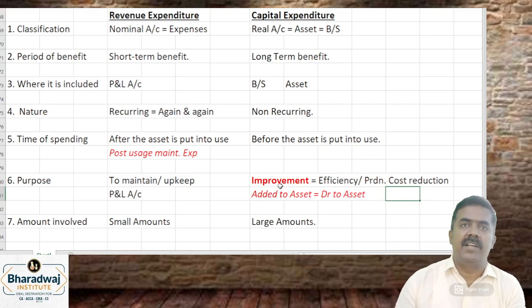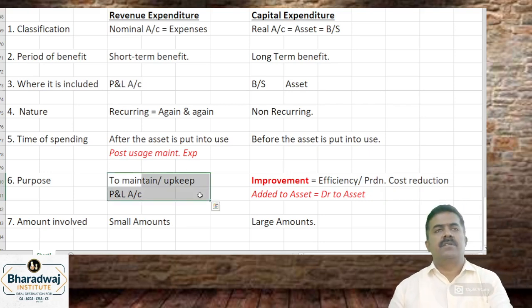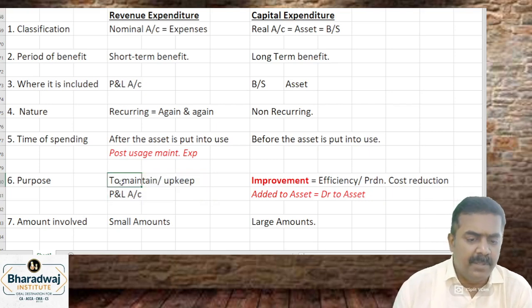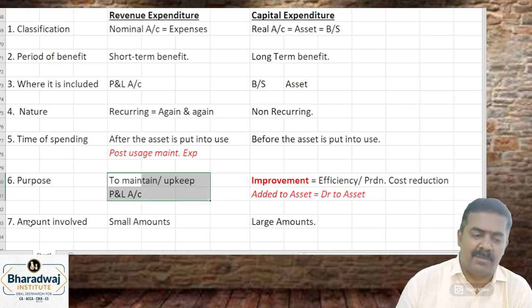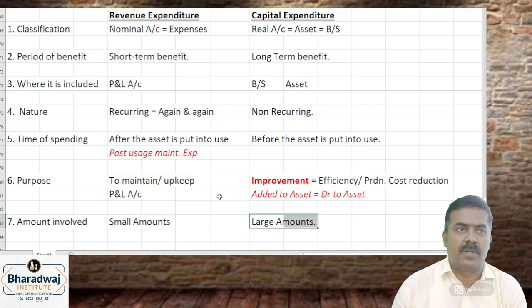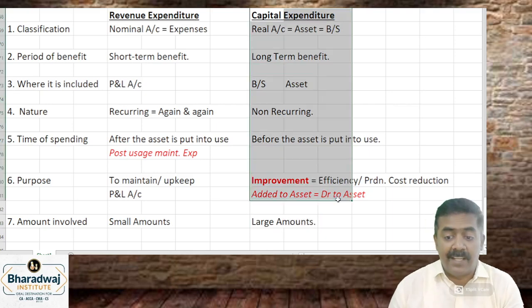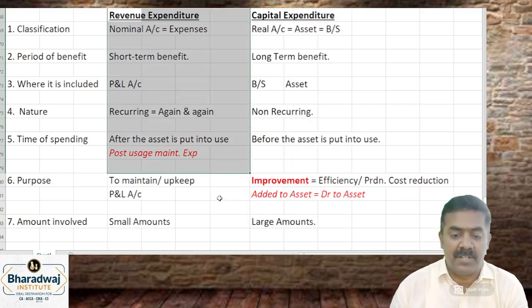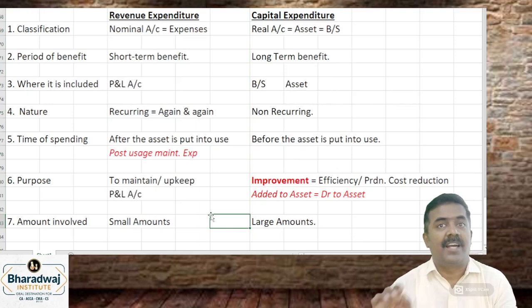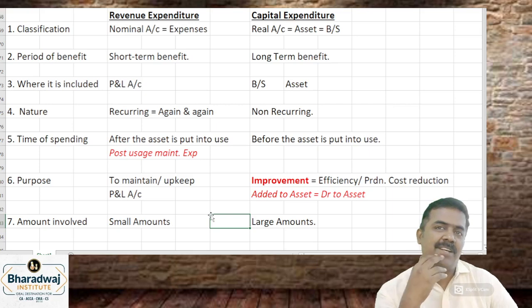For example, I add one more floor to the building. What is the journal entry we'll pass? Building account debit to bank. I spend some money for repairing the pipes, etc. That will be repairs and maintenance account debit to cash. Amount involved, generally revenue expenditures are what? Small amounts. Capital expenditures is which one? Large amounts. Wait. A capital expenditure can become a revenue expenditure. A capital expenditure can become a revenue expenditure. Can you give me an example?